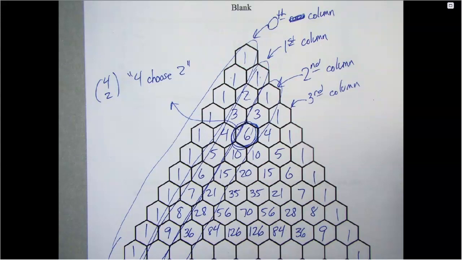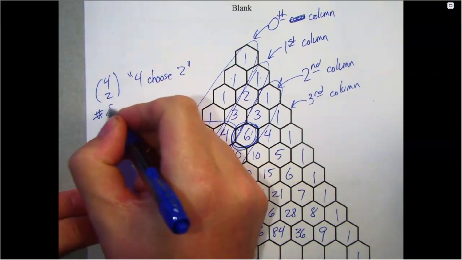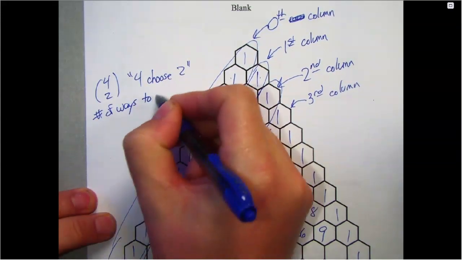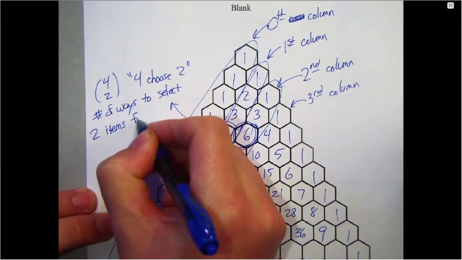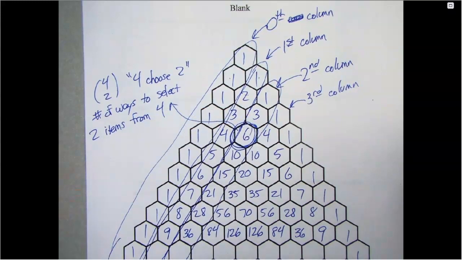4 books up in the front of the room, and I said randomly come up and pick 2 of them, how many different ways could that happen? Well, there's my 4 books. You could choose the first book and the second book. You could choose the first and the third, the first and the fourth, the second and the third, the second and the fourth, or the third and the fourth. So how many ways did I just talk about? 6. So that's what that is. So this is number of ways to select 2 items from 4.